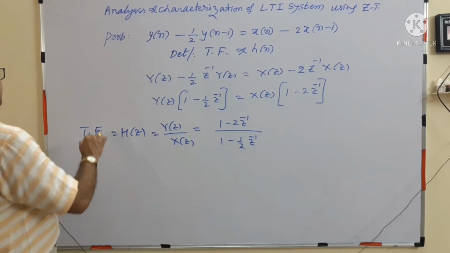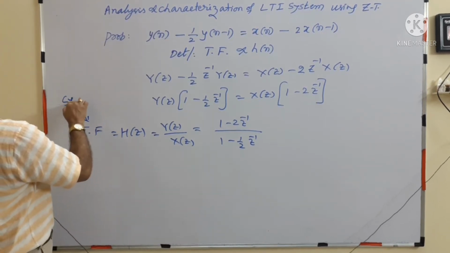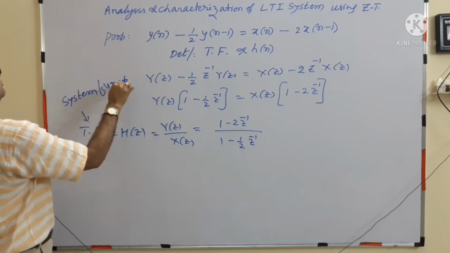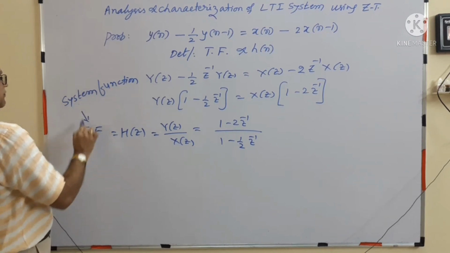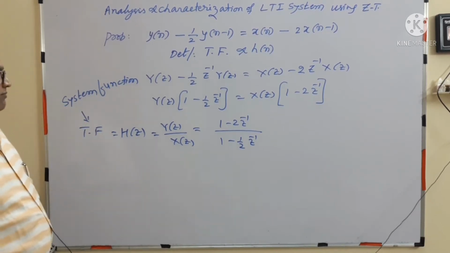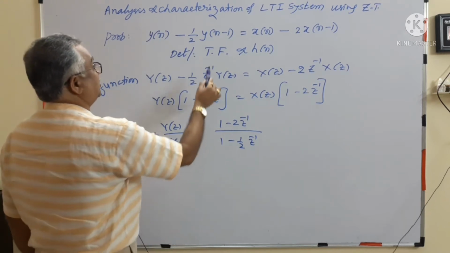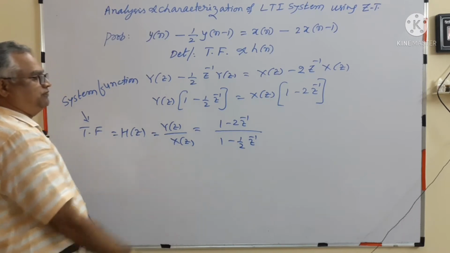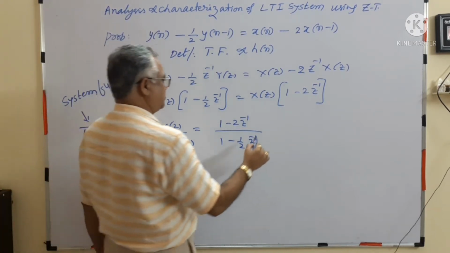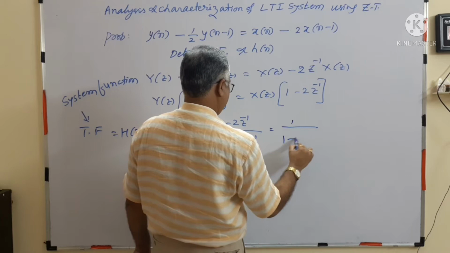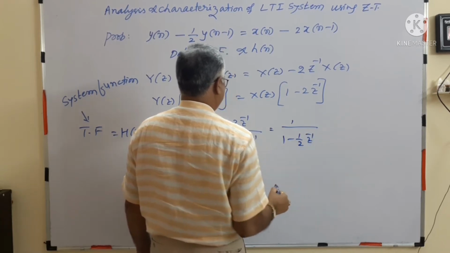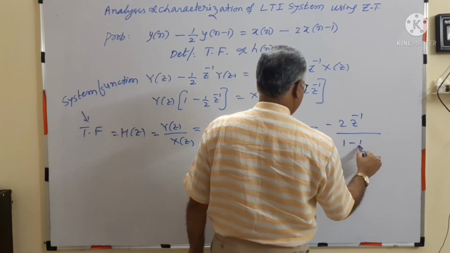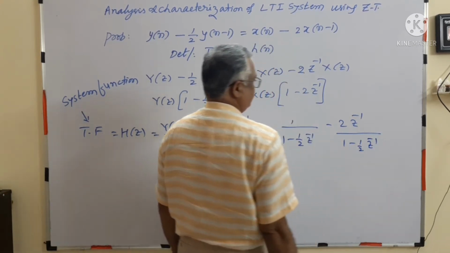Transfer function, or another word, system function. System function, transfer function, absolutely both have the same meaning. So H(z) is over. Next, h(n). How do you get h(n)? Inverse of this. To find the inverse, this is nothing but 1 by 1 minus half z inverse, minus 2 z inverse by 1 minus 1 by 2 z inverse.